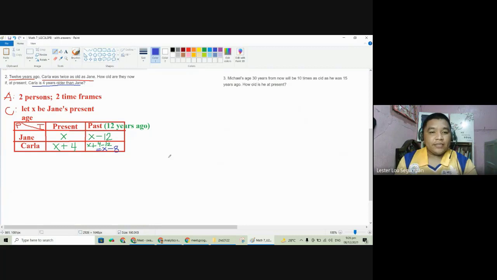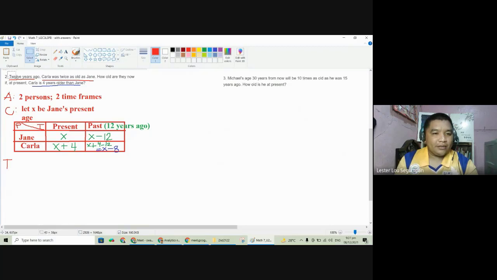Don't be too concerned as to why in Carla it's x minus 8. Does it mean 8 years ago? No. It is actually still 12 years ago, considering that Carla's age at present is not x, but x plus 4. So after completing this table, let's translate this here.